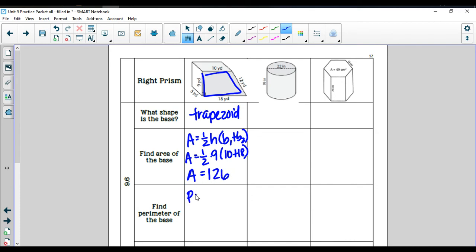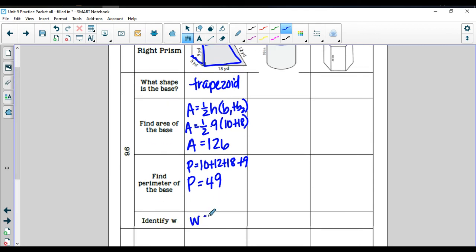The perimeter of the base goes around the outside, so that's 10 plus 12 plus 18 plus 9. That's a total perimeter then of 49. Trapezoid on the front, trapezoid on the back. What connects them together is that length of 5. So my W is equal to 5.